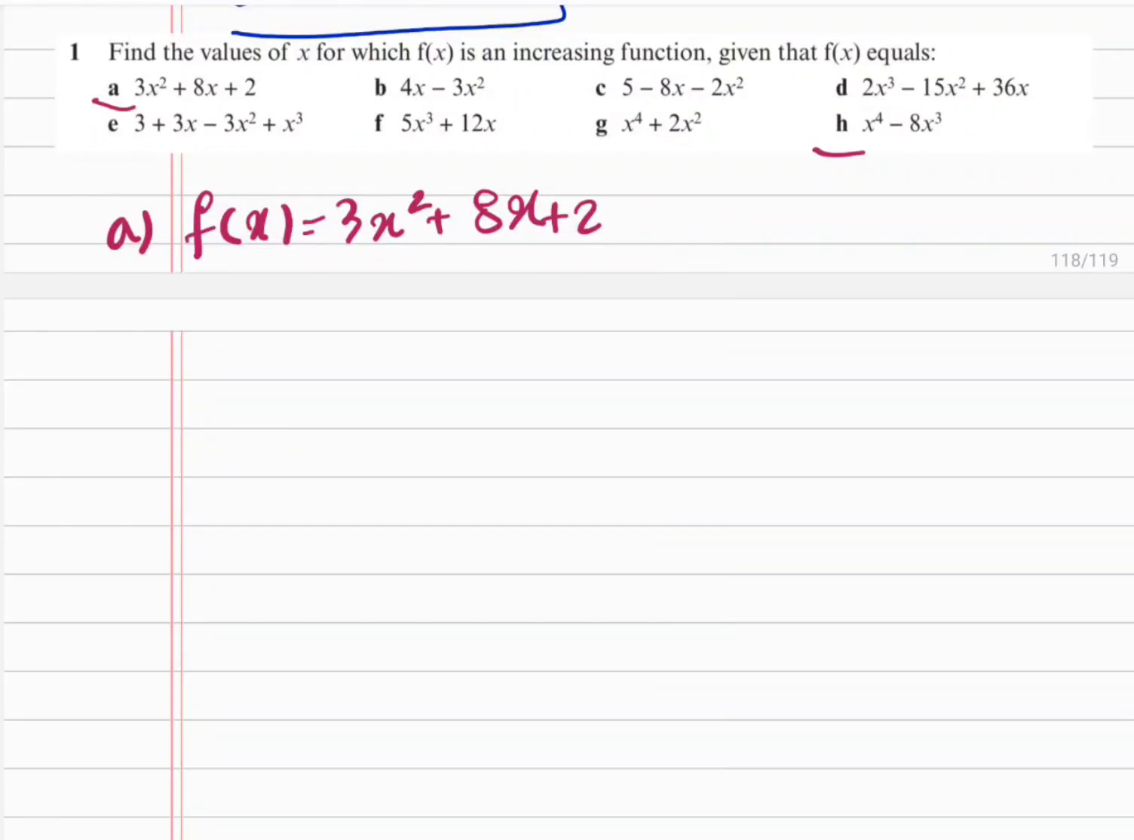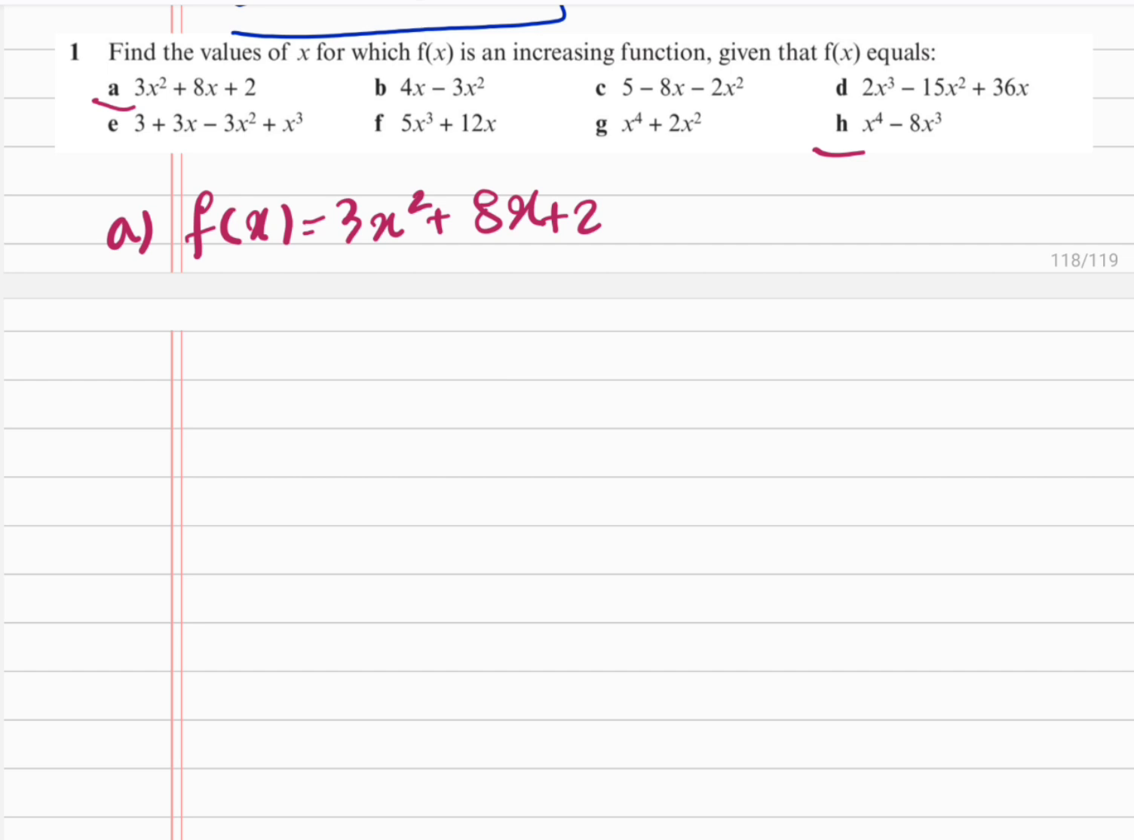Hi everyone, this video is on exercise 12G question 1. So we want to find the values of x for which f of x is an increasing function. So in part A, we have the function 3x squared plus 8x plus 2.